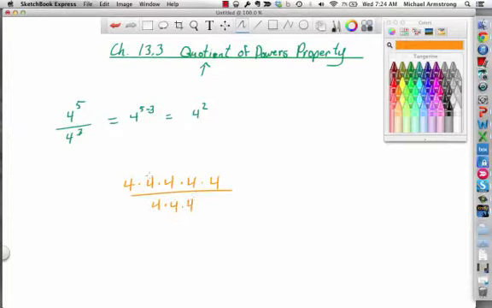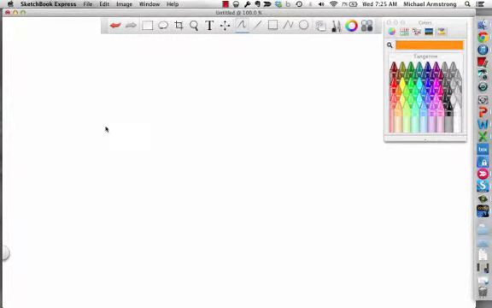Now you can see right away that 4 divided by 4 is 1, and 4 divided by 4 is 1, and 4 divided by 4 is 1, and that leaves us with 4 times 4, which is 4 to the 2nd power. So anytime there's a 4 on top and a 4 on the bottom, we can take one of those away. If there's more than one, we can take more than one. If there's 5 4s on top and 3 4s on the bottom, we can take 3 of them away, and that leaves us with 2 fours. Since it's 4 times 4 times 4 times 4 times 4 over 4 times 4 times 4, you can take all the matching ones away. So it ends up being relatively easy.